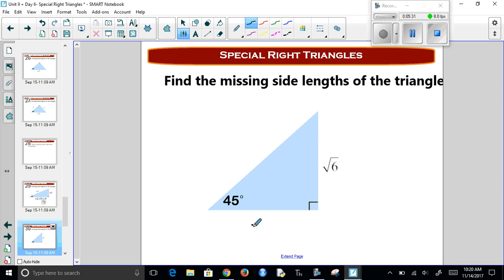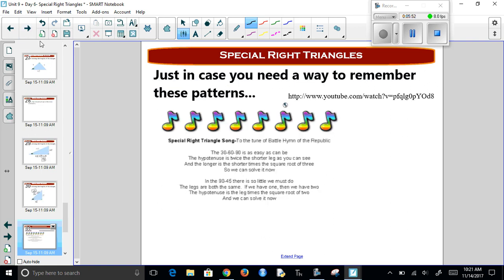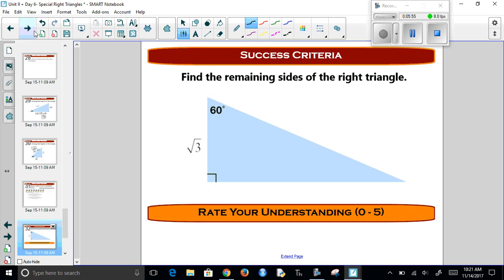All right, let's try another one. If that's root 6, this side is root 6. And we multiply the short side times the square root of 2 in a 45, 45, 90. So that's root 6 times root 2, that's root 12. That's great, but we can take something out of there. Root 4, root 3. So this is just going to be 2 times the square root of 3. All right. I'll leave that one.